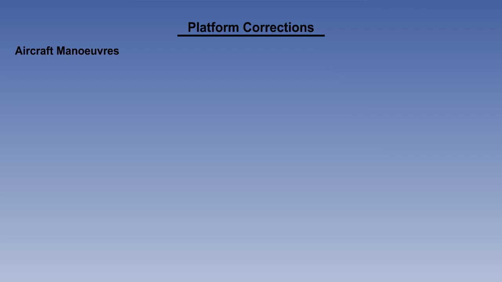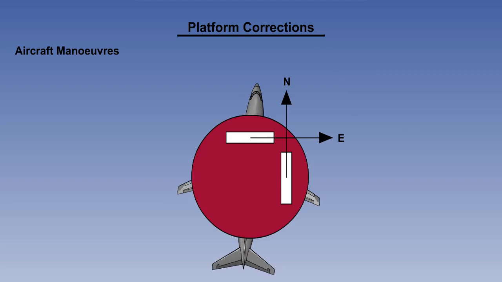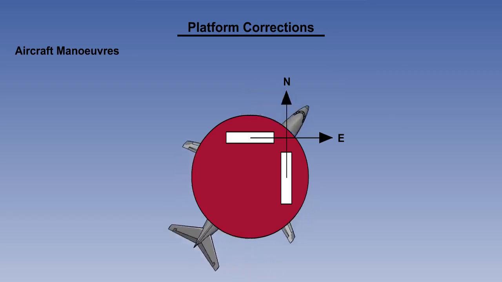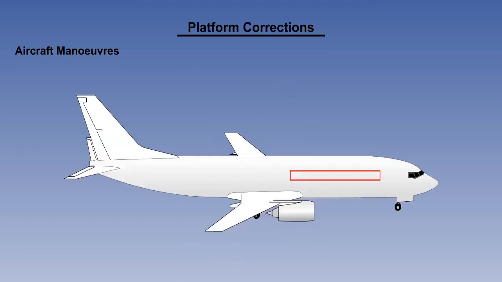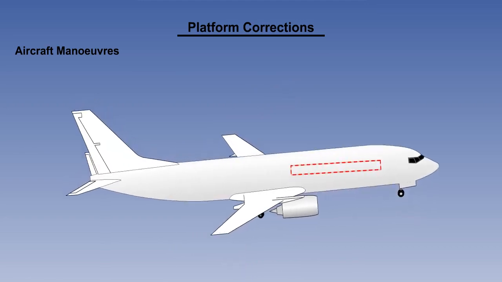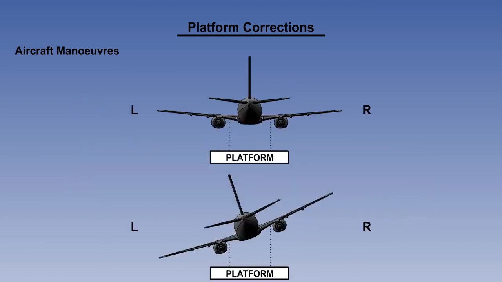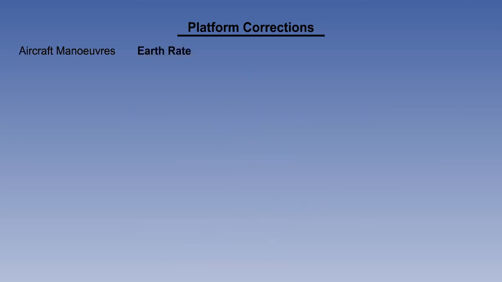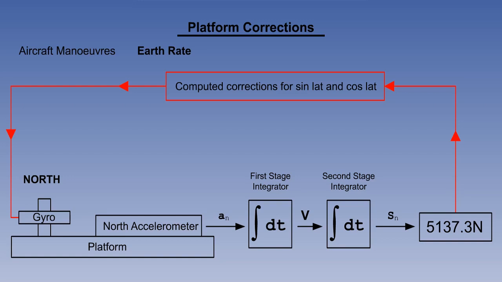Firstly, there is the correction for aircraft manoeuvres. You'll remember that the platform has to be kept north orientated. Level in pitch and in roll. Next is earth rate. The sine and cosine of latitude are continuously computed and fed back to the platform.